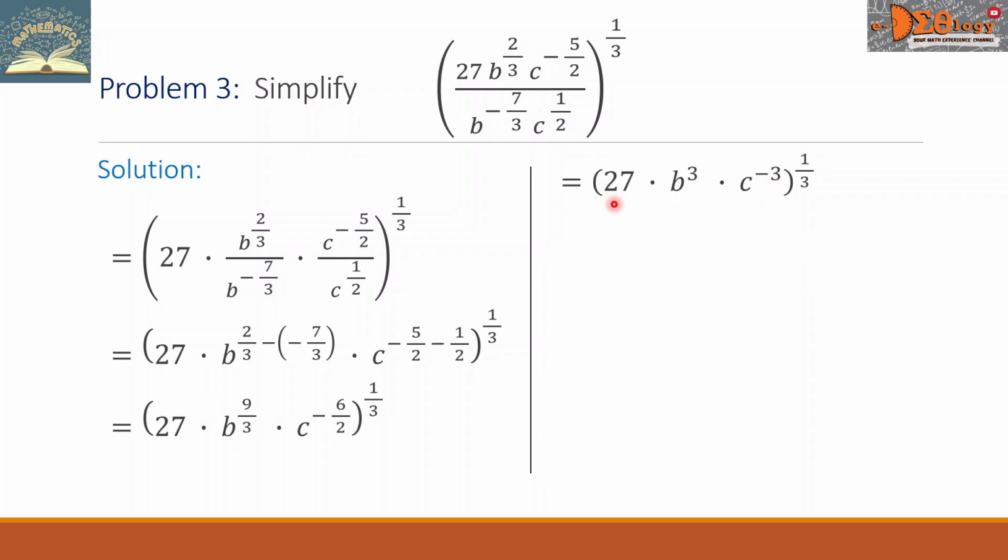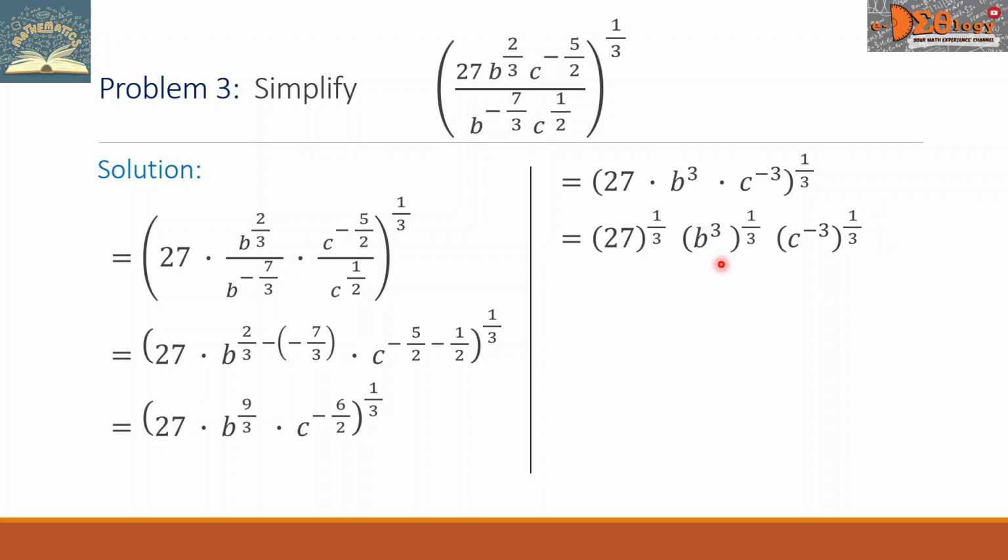We copy the 27 along with this power 1 over 3. From here, we distribute this 1 over 3 power to each of the terms inside the grouping symbol. So we have 27 raised to 1 over 3, this b cubed now raised to 1 over 3, and this c raised to negative 3 now again raised to 1 over 3.